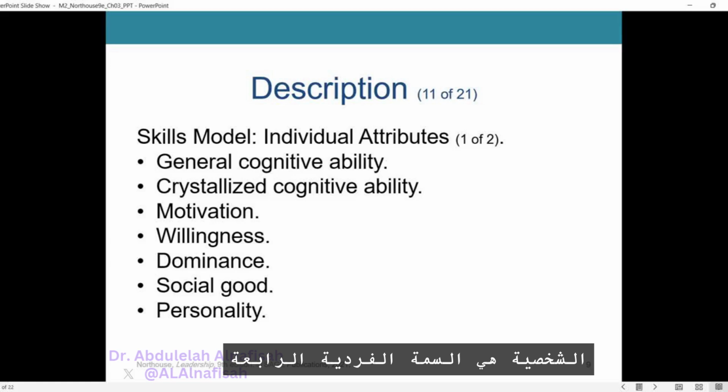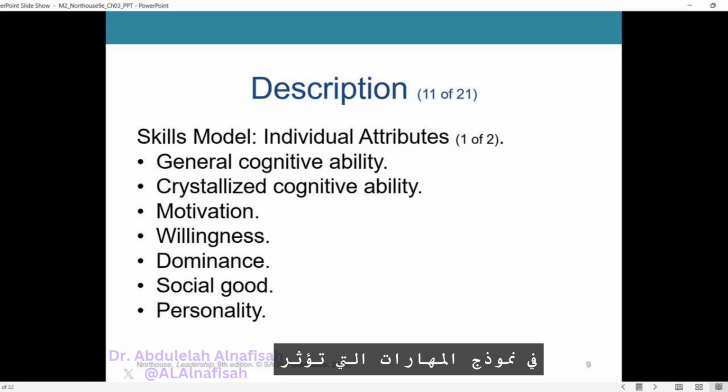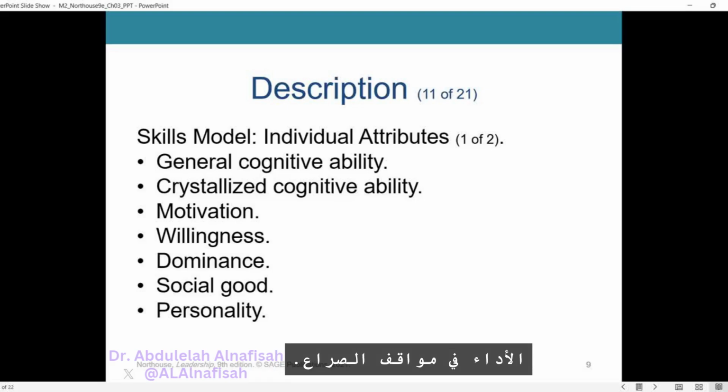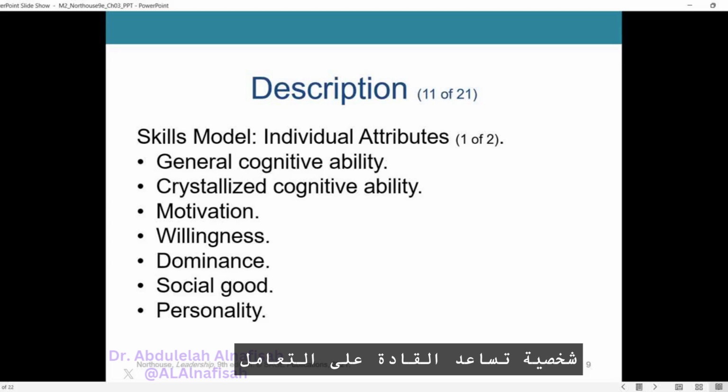Personality is the fourth individual attribute in the skills model, influencing the development of leadership skills. Traits such as openness, tolerance for ambiguity, and curiosity can enhance a leader's motivation to solve problems, while confidence and adaptability can improve performance in conflict situations. The model suggests that any personality trait that helps leaders navigate complex organizational challenges is likely linked to leadership effectiveness. Together, these attributes shape a leader's ability to develop and apply leadership competencies effectively.